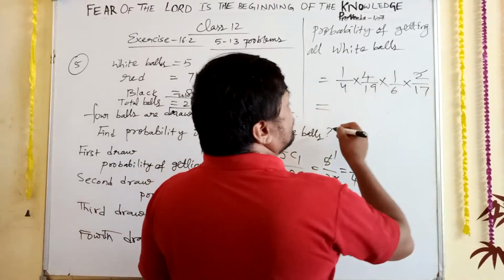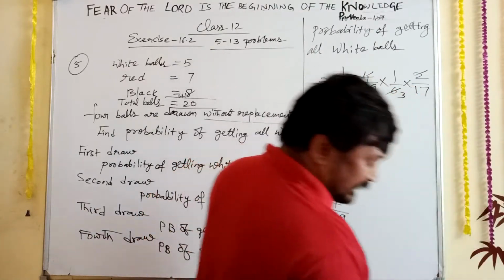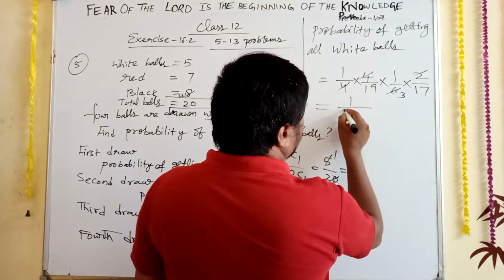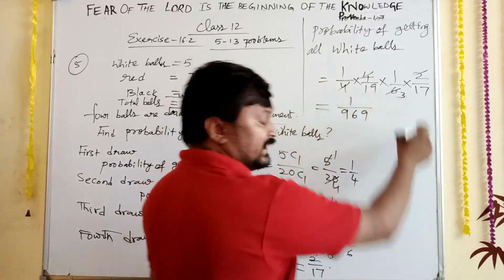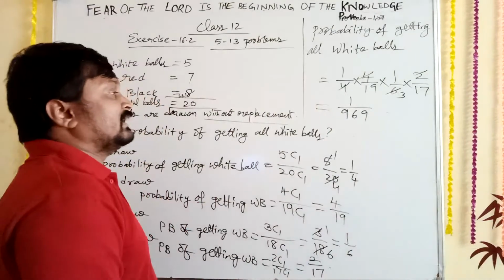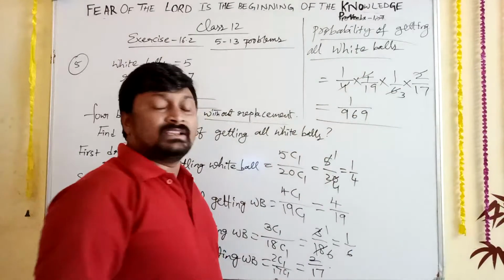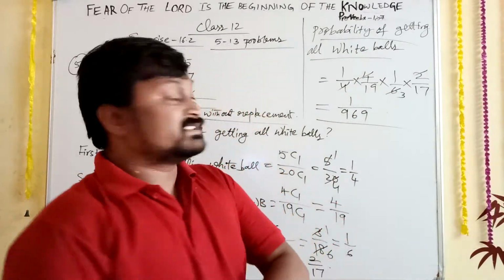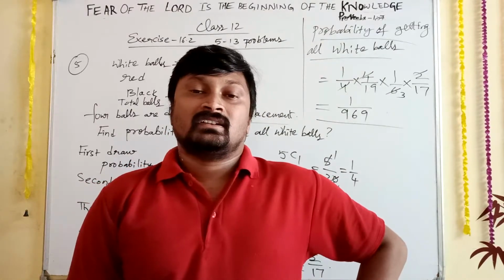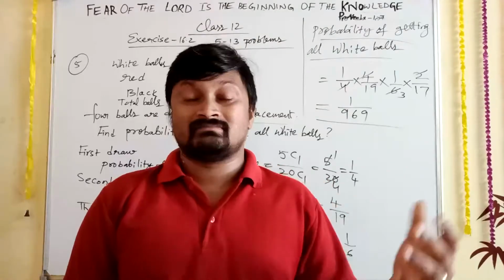So two ones, any of four get cancelled, two threes are cancelled. So when you multiply, you are going to get 1 upon 969. 19 into 3 into 17 means you are going to get 969. So what is our probability of getting white balls? That is 1 upon 969.